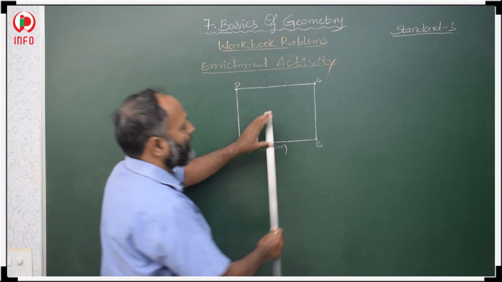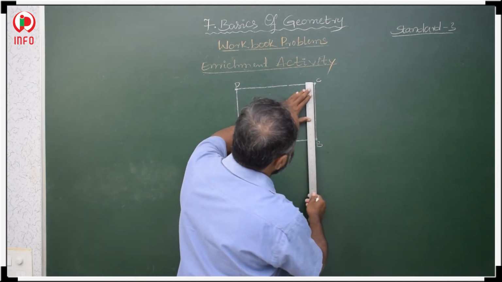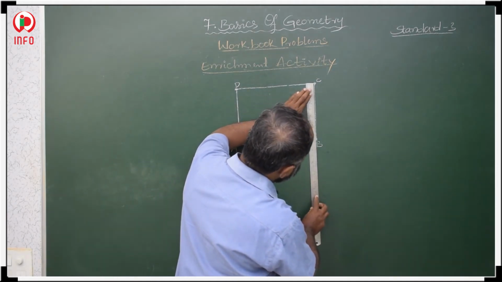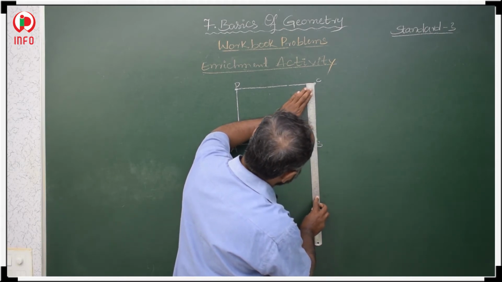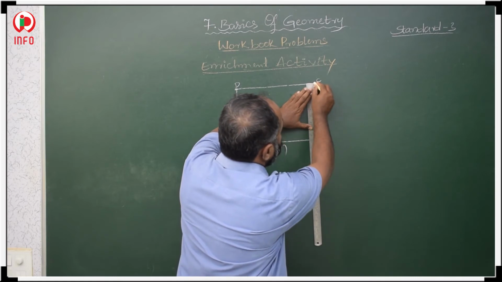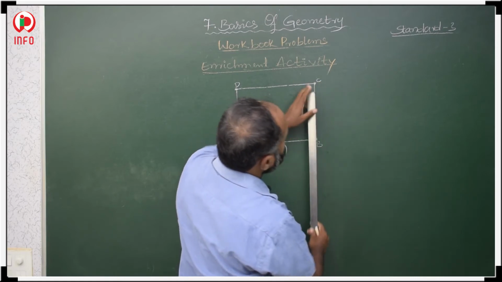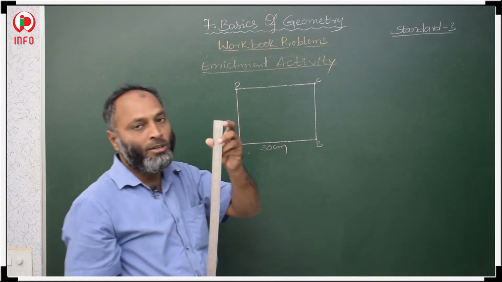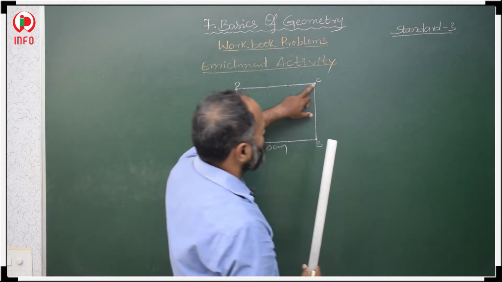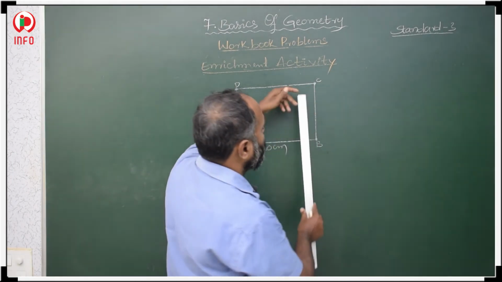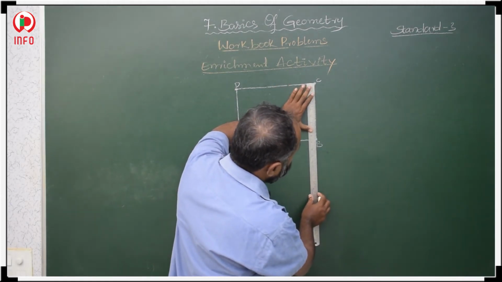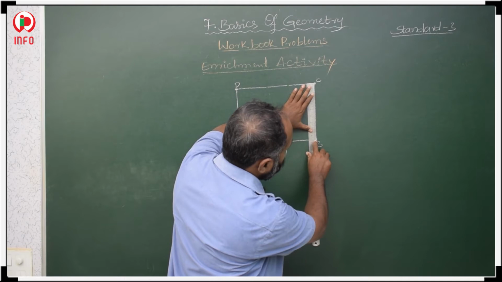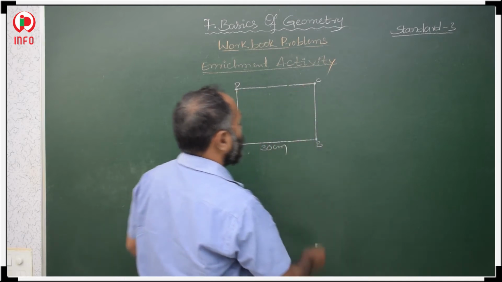Then BC length. BC length is 22 centimeters. At C we keep 0, so the ruler's 0 should overlap, intersect at point C. After that we check where the second point is. The second point is at 22. So BC length is 22 centimeters.